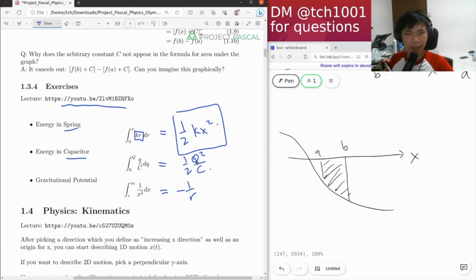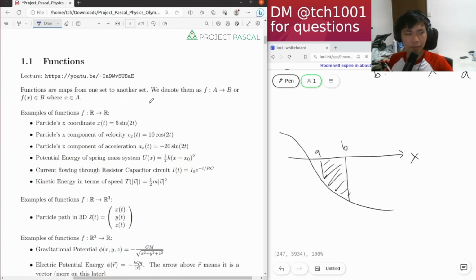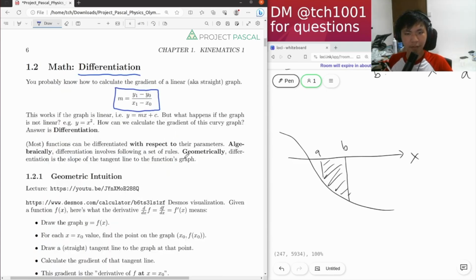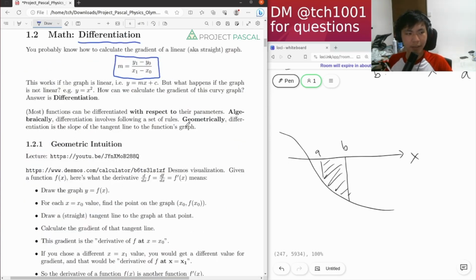So with that out of the way, let's recap what we've learned so far. We first went through the concept of functions, and we said that functions take in an input, usually time in the context of kinematics, and it gives you an output, which is usually the coordinates of the particle. Now, if I give you a function, you can perform 2 types of operations on it. You can differentiate it to find the gradient of the function, or you can integrate it to find the area under the graph of that function.